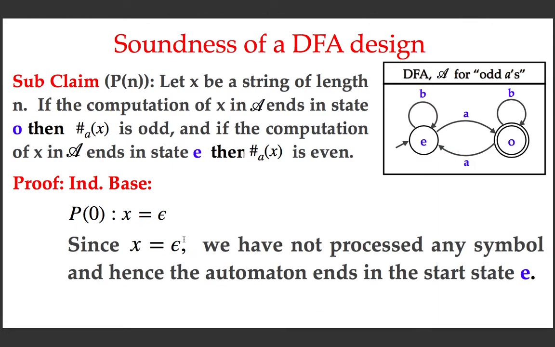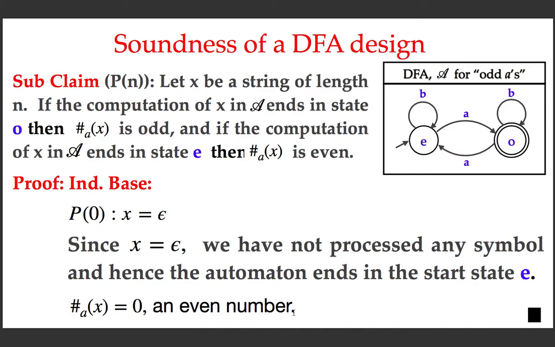Since the input is the empty string, we have not processed any symbol, and hence where are you in the automaton? You are in the state E only, because you have not processed anything. So in that case you finished in E. And here we are done because the number of A's in X when X is the empty string is 0, because in the empty string no A's are there, and 0 is an even number. So we established that for the base case we finished in the state E, and there the number of A's is an even number. So we proved the base case.